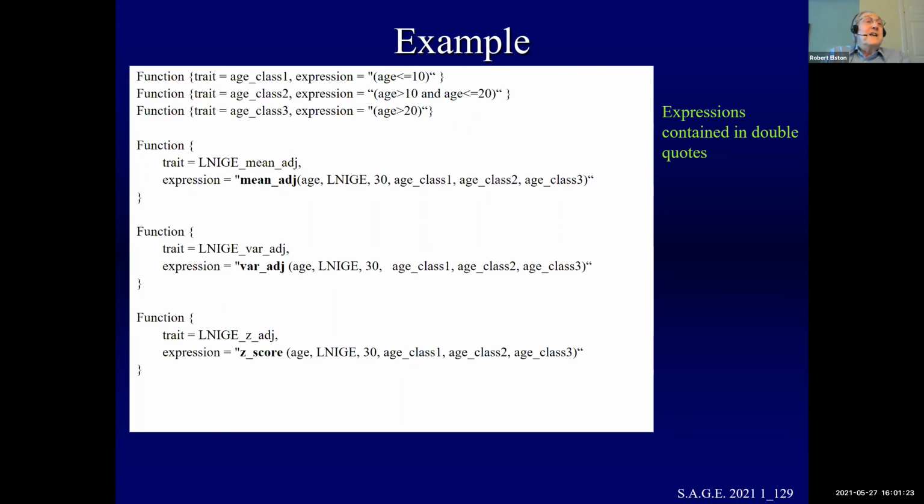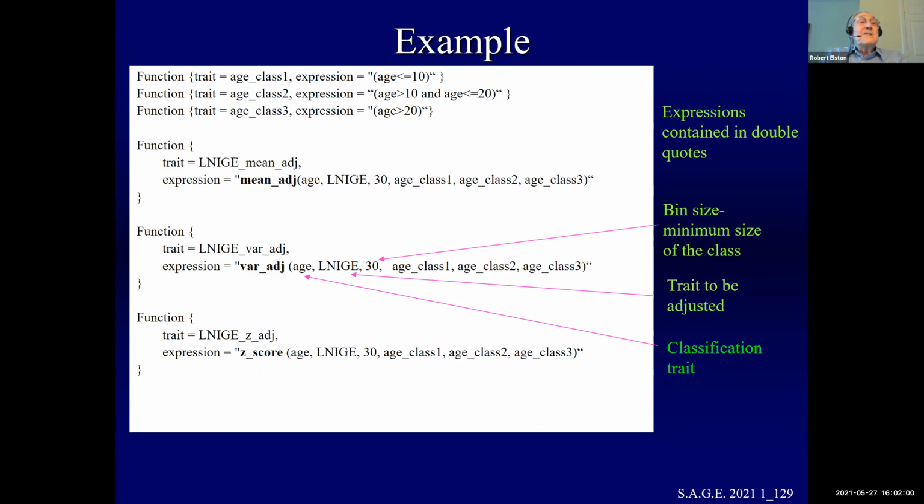Then it's going to look at a trait that you have in your data, which has been called LNIGE, log IGE, and it's going to mean adjust it. You're going to call this trait log LNIGE mean adjusted. And what's it going to equal? Well, it's going to equal this expression. It's going to be a mean adjusted. That's one of the things you can say: I want mean adjusted. This age in parentheses, first age, is the classification variable. And it's going to take LNIGE at these different age classes, and it's going to mean age adjust them within each class. That's what this whole line means here.